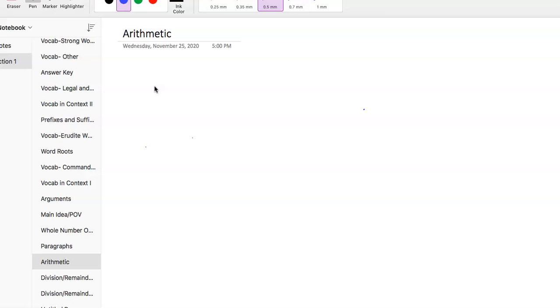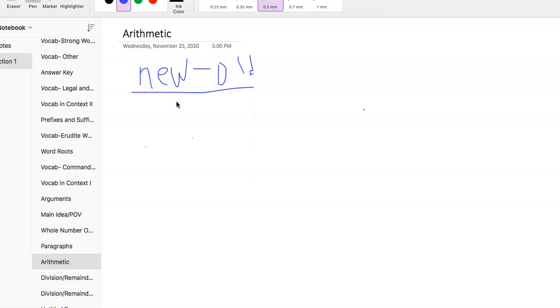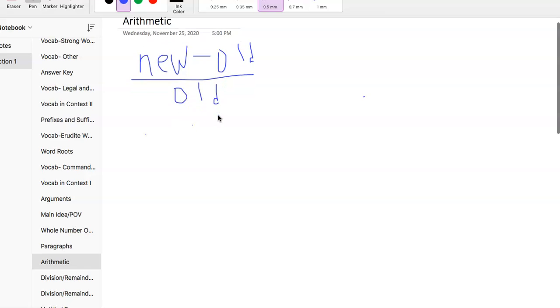And percentage change. Okay, so we've got two questions for percentage change. For basic percentage change, you need to know this formula: new minus old divided by old. So what does that mean?